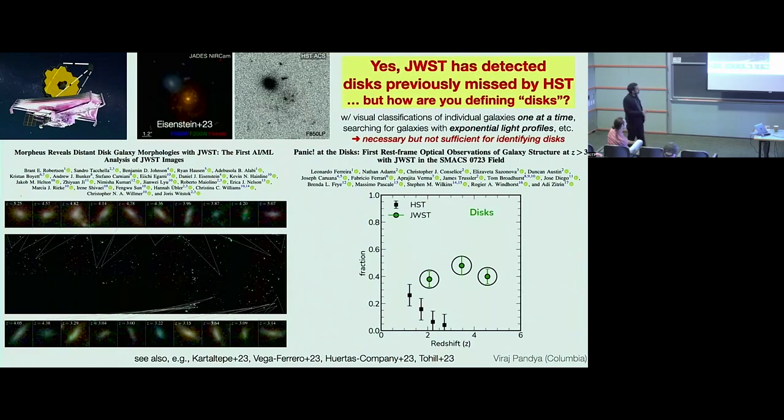A lot of these studies are using visual classifications of individual galaxies one at a time, or looking for exponentially decaying light profiles. These are necessary but not sufficient conditions to say that you've detected disks.